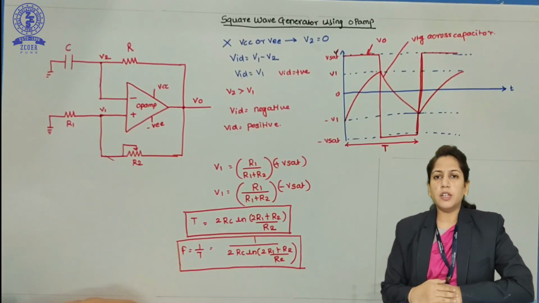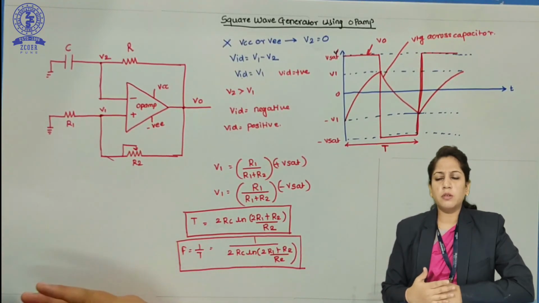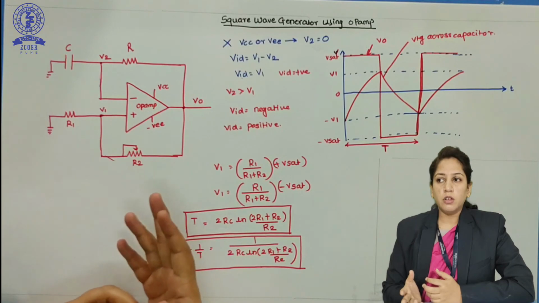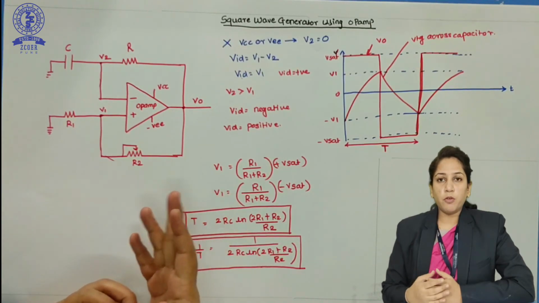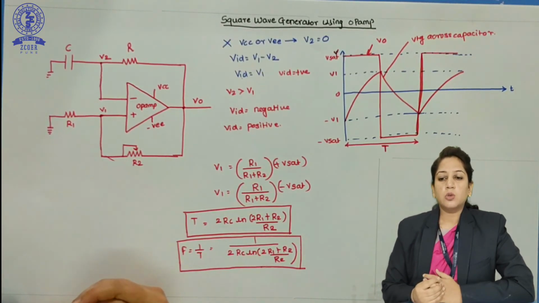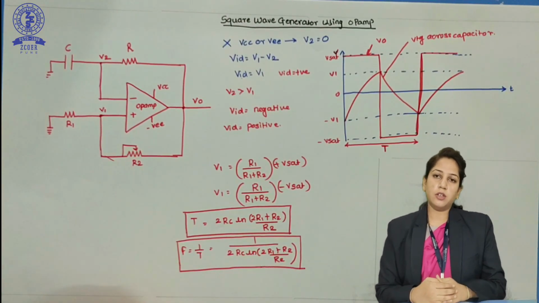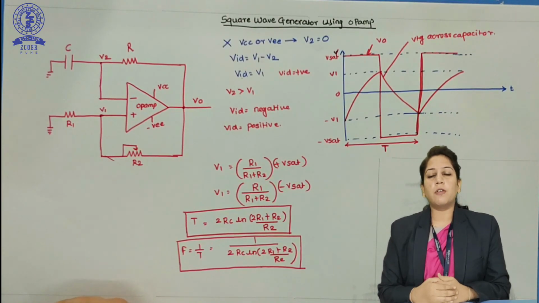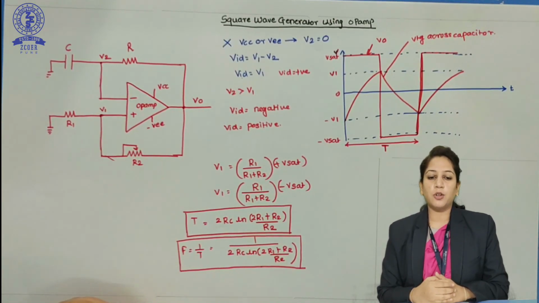So this square wave generator is mostly used for giving clock pulses in our devices like clocks, flip-flops and registers. So there are various uses of a square wave generator using an operational amplifier. So I hope you have understood this lecture, and thank you for watching this video.